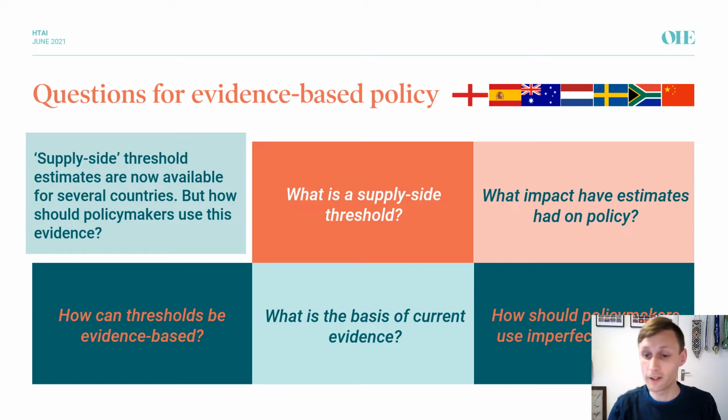So our starting point was essentially the acknowledgement that for more and more countries, researchers are publishing estimates of opportunity cost, or what are commonly known as supply-side thresholds. The obvious question that arises is how should policymakers make use of this evidence in adopting or changing a cost-effectiveness threshold for use in policy. So after spending a lot of time thinking about this, our ideas started to coalesce around a series of questions, which you can see here.